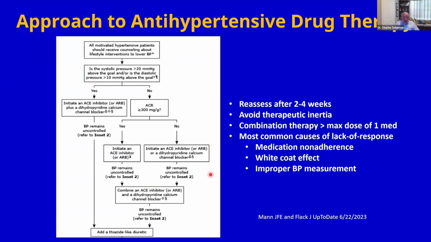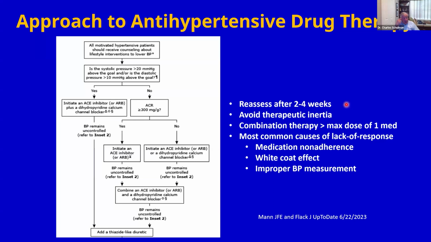You notice that beta blockers aren't in here. They are not a first-line blood pressure drug anymore. Reassess after 2 to 4 weeks, right? So don't let it go 3 to 6 months. Have the patient back in 2 to 4 weeks.